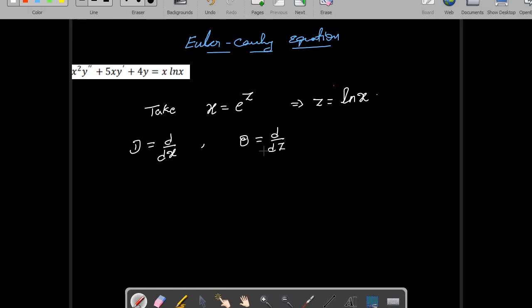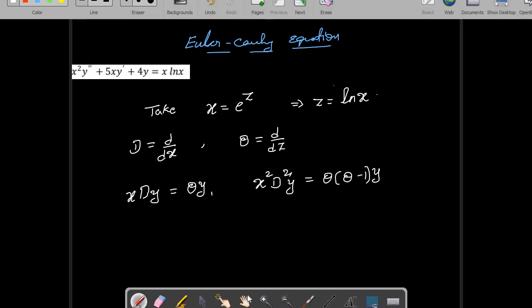Now if you put x equal to e power z and find the derivatives, finally this is what you are going to find. x dy becomes theta y, and x square d square y becomes theta into theta minus 1 into y. So now you can substitute back everything in the equation.